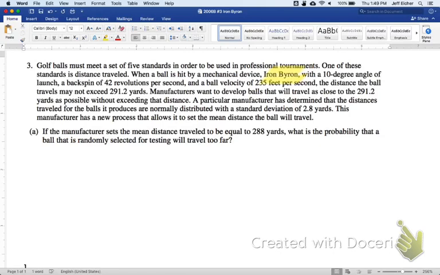Particularly, the second to last sentence: a particular manufacturer determined the distances traveled for the golf balls are normally distributed with a standard deviation of 2.8, and they want the golf ball not to exceed 291.2 to be a regulation golf ball. This manufacturer has a new process that allows it to set the mean distance the ball will travel. So part A, if the manufacturer sets the mean distance to 288, so that's our mean, what is the probability a ball that is randomly tested will travel too far?